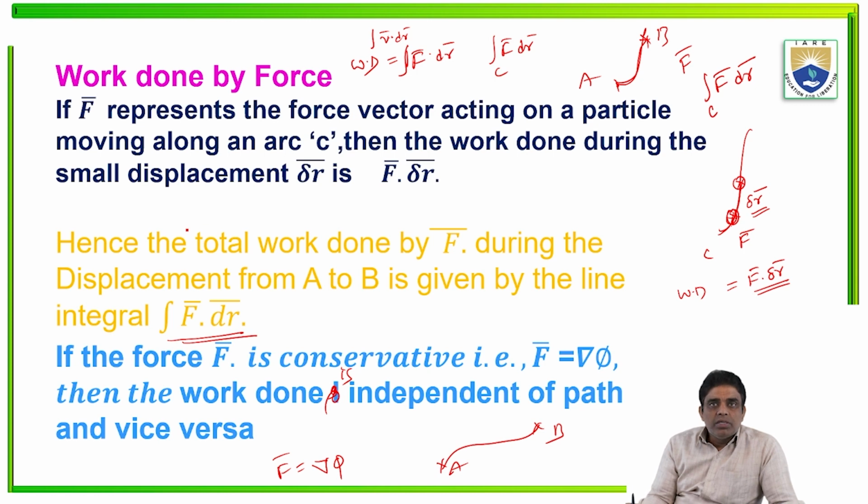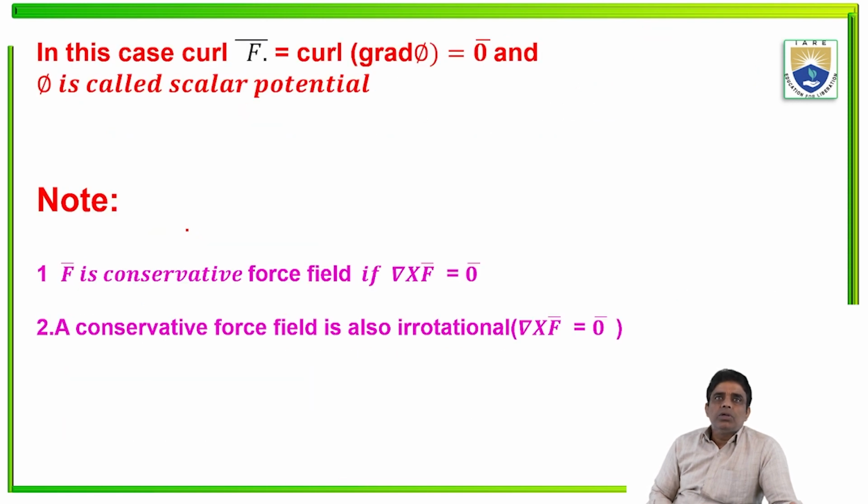Conservative means what? The work done is independent of the path, and the force vector can work towards like this or towards like this or towards that, it is independent of the path, and vice versa. That is the point to be noted in the force vectors. So in this case, curl F bar is equal to curl grad phi is equal to 0 bar, and phi is called a scalar potential.